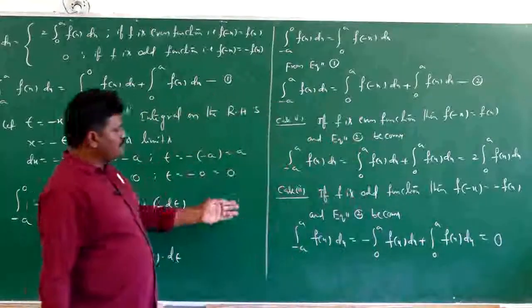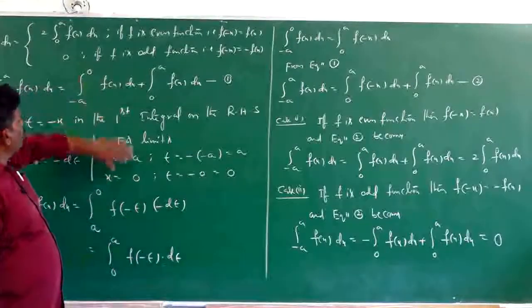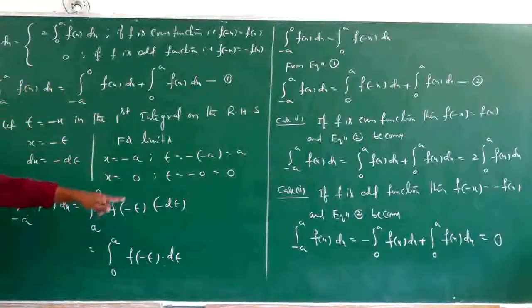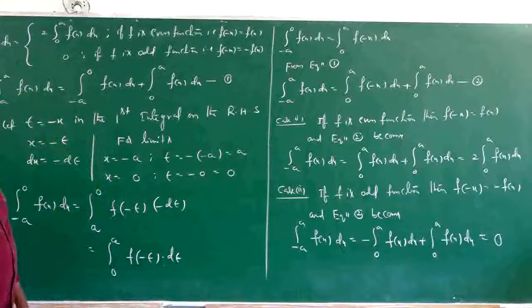Okay. So case 1 and case 2 give the result. Therefore, integral minus a to a of f of x dx is equal to 2 into integral 0 to a of f of x dx if f is an even function, and if f is an odd function, that value is equal to 0. So that is the 8th property.